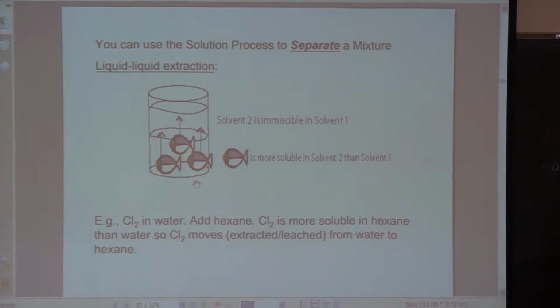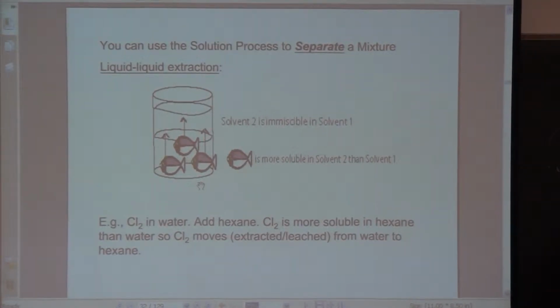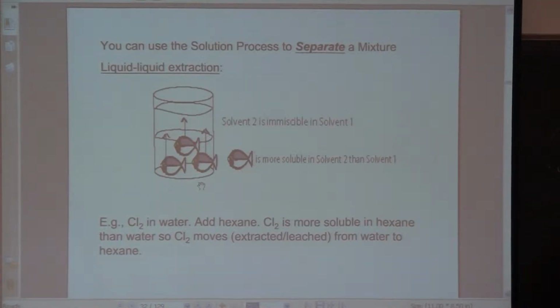Now, if you add hexane to this chlorine water solution and shake it up, the chlorine is more soluble in hexane than in water. Now, why is chlorine more soluble in hexane than water? Because hexane is non-polar. Chlorine is non-polar, hexane is non-polar. We expect chlorine to be more soluble in hexane than water. So when you shake up this mixture, the chlorine is extracted from the water layer into the hexane layer.